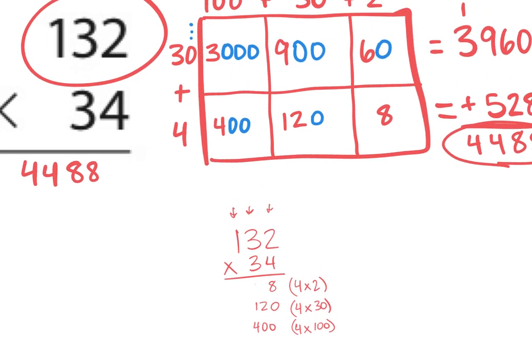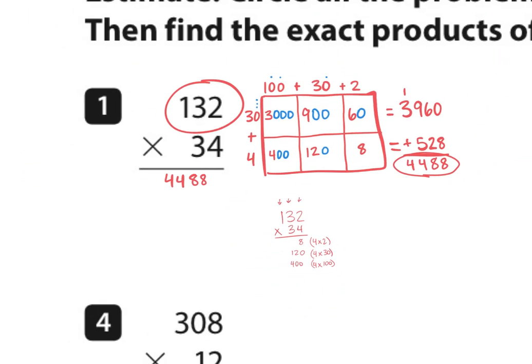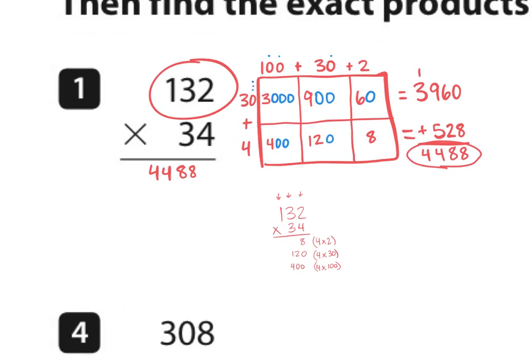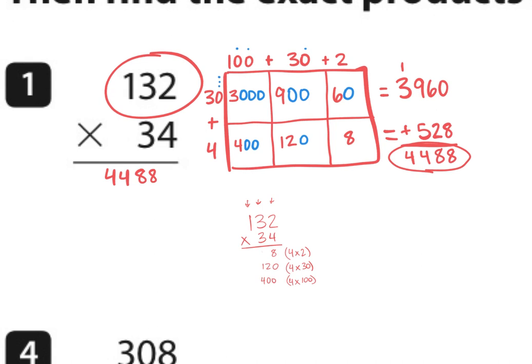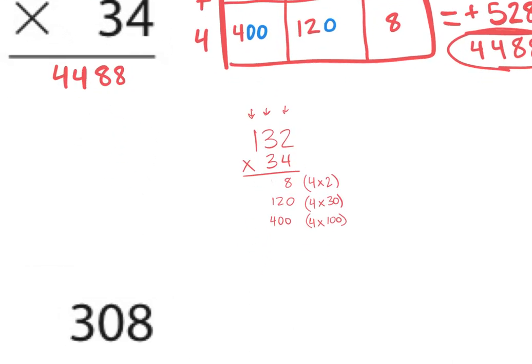Now, this should look familiar because the bottom row of the area model is the exact same thing. Here we did 4 times 2, which is the very bottom right of the area model. And then we did 4 times 30, which is the middle bottom square. And then we did 4 times 100, which is in the bottom left square. So that should look very familiar. If you can guess, the next 3 partial products are going to be our top row. So it should match. So let's continue.